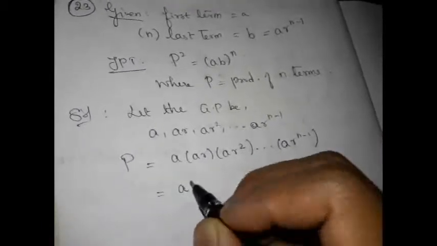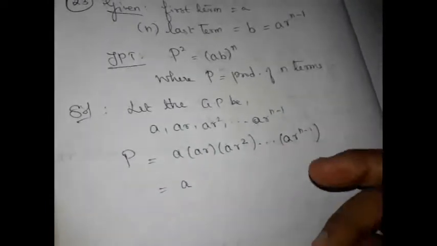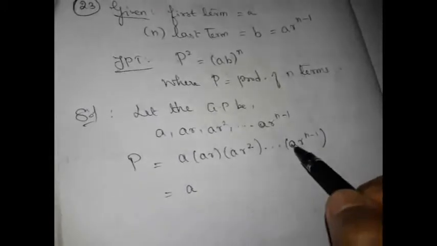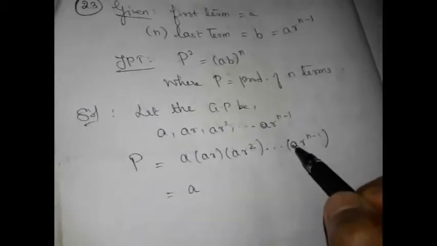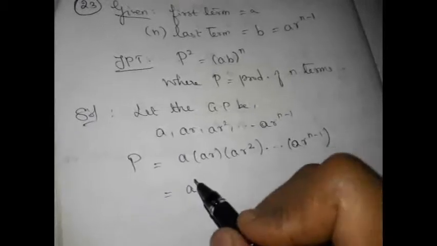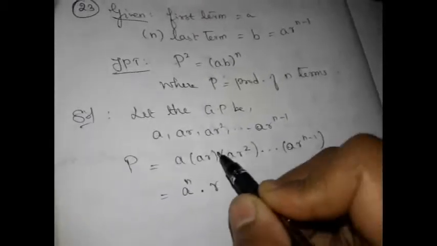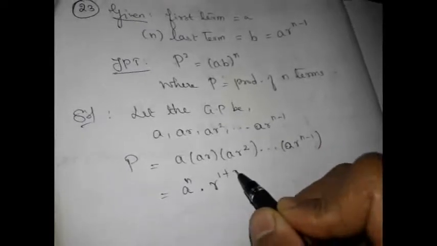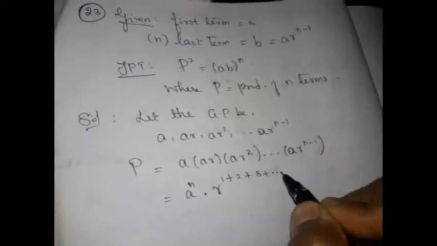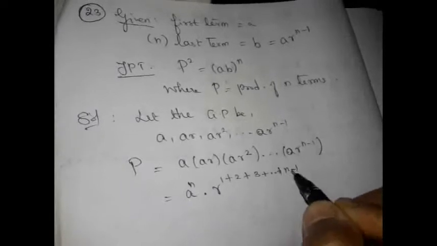So which is A multiplied by how many times? If the bases are the same, we can add the powers, right? Everywhere the power is 1. So we are adding 1 for how many times? N terms, right? So it is going to be A power n, into R power, what do we have? 1 plus 2 plus 3, etc., till n minus 1, right? So we need to know what this is now.